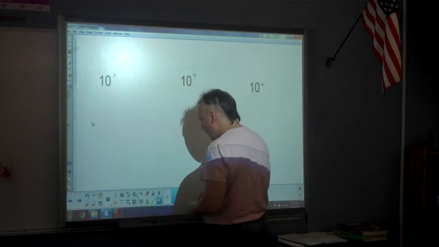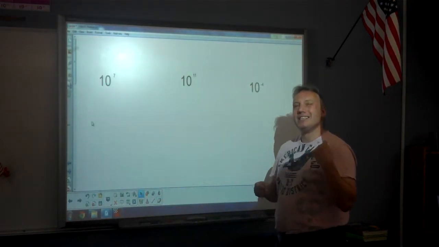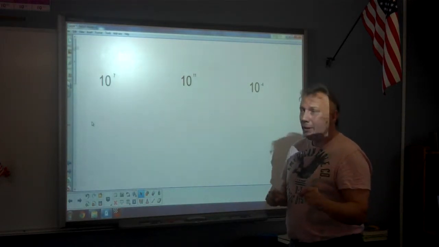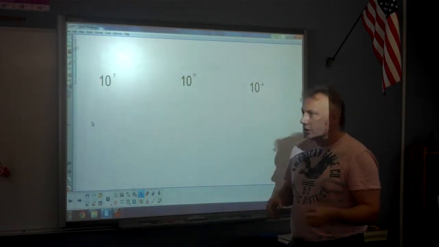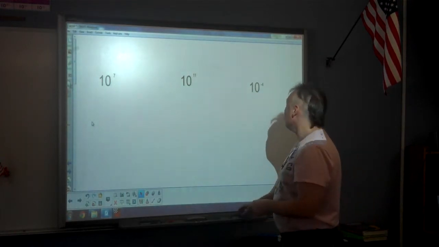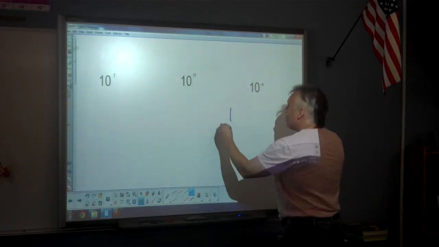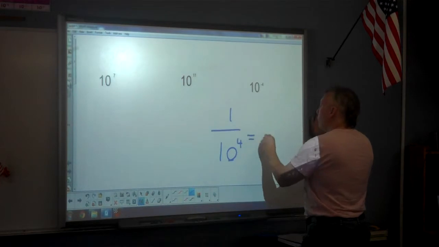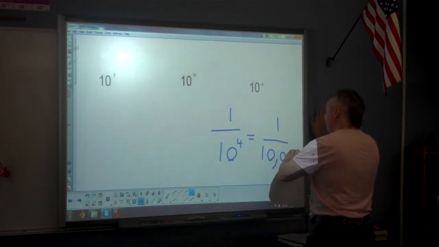Now, when you have 10 to the power of -4, this can be a little tricky to understand at first because we see that negative exponent and we expect that to be a negative number. But negative exponents really have nothing to do with negative numbers. Negative exponents mean it is a division problem. So when you have 10 to the power of -4, that's like saying you have 1 divided by 10 to the power of 4, or 1 divided by 10,000.